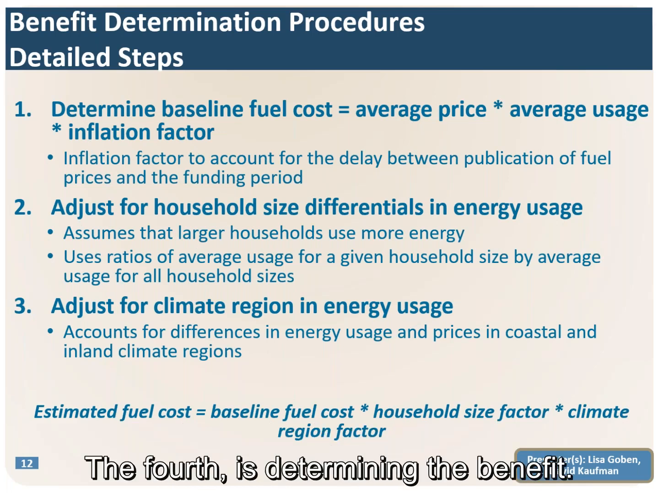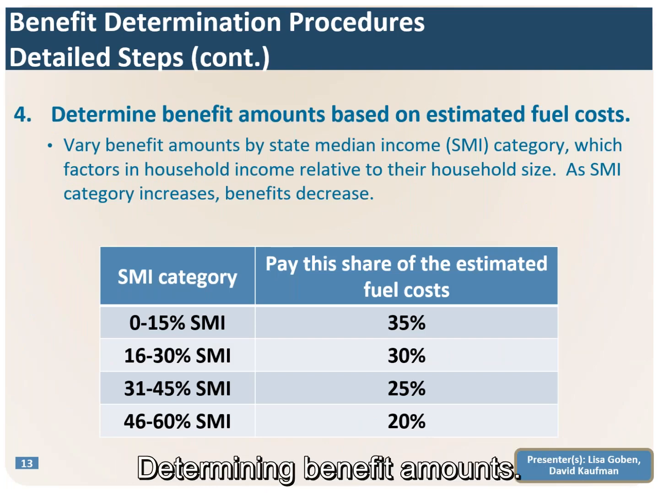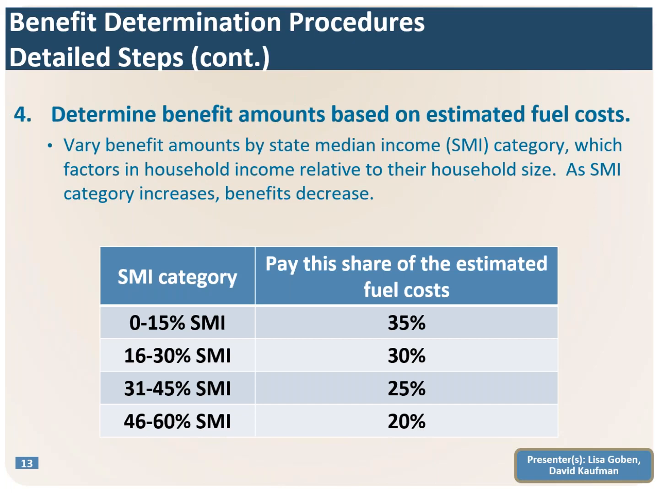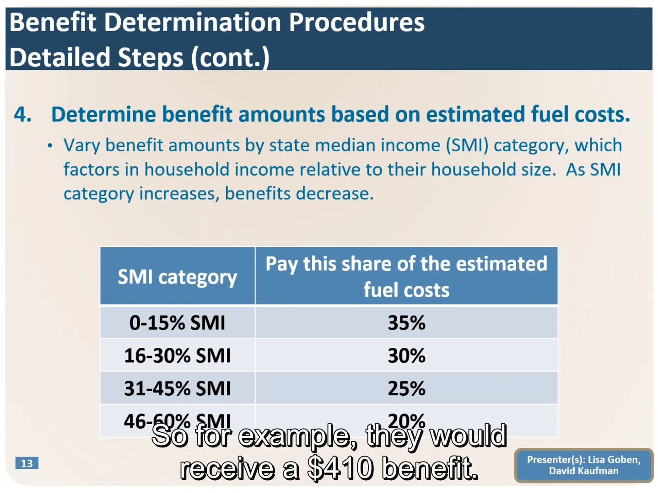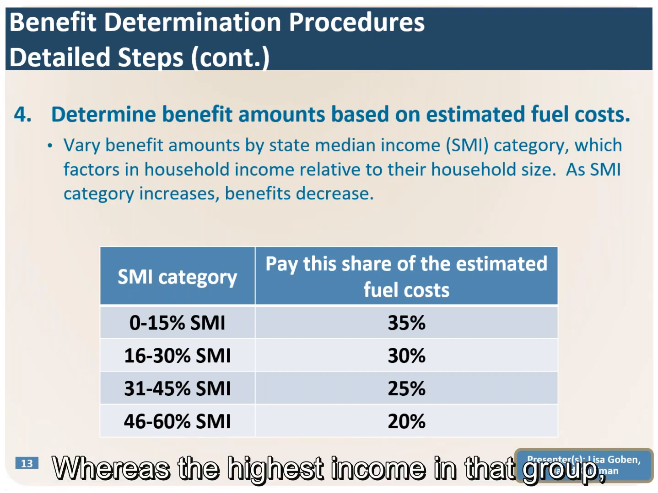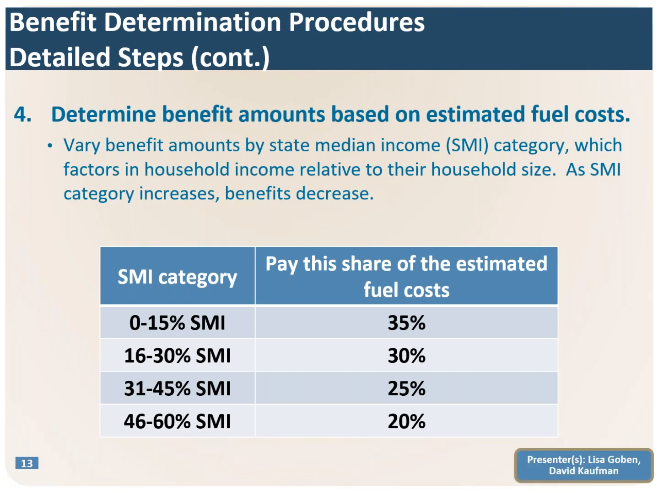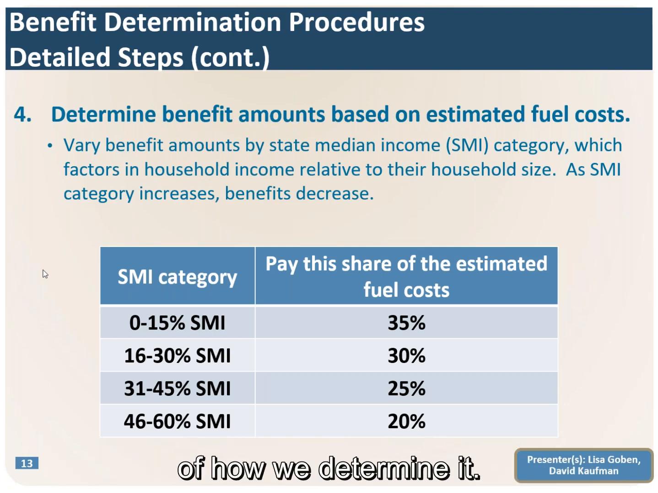The fourth is determining the benefit amounts based on estimated fuel costs. We have 4 tiers. The lowest, 0 to 15% of state median income, get the largest benefit. So, for example, they would receive a $410 benefit, whereas the highest income in that group, 46 to 60, would only receive $200. And that was the assumption that we made. As you'll see later, Kevin will get into a little bit more detail about that, but that's a general overview of how we determine it.